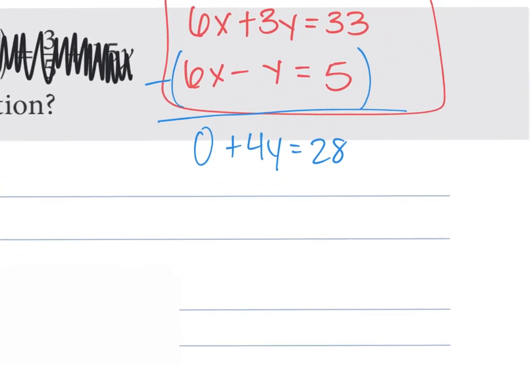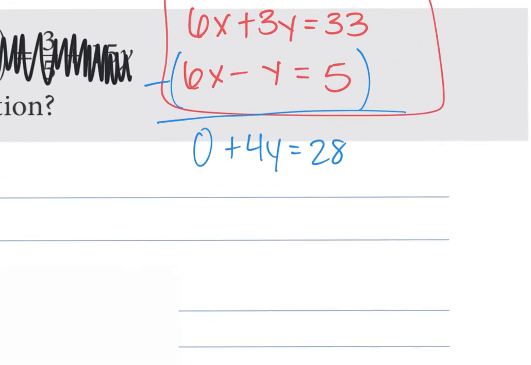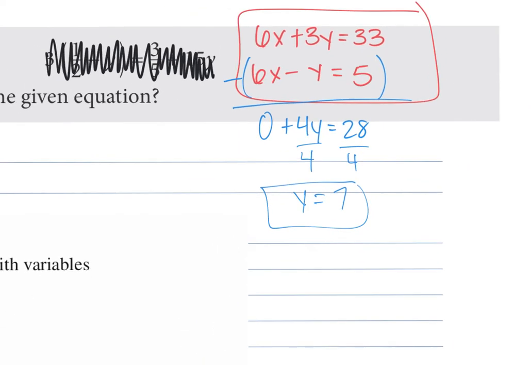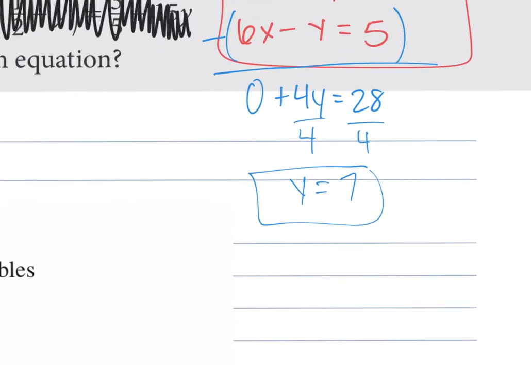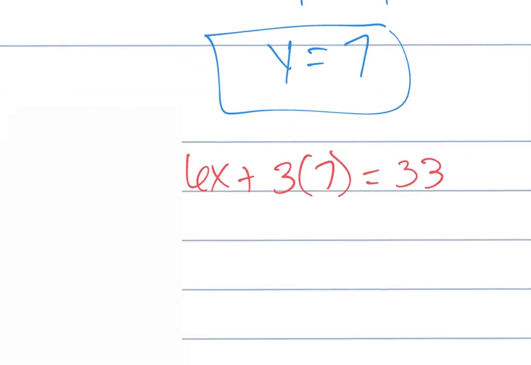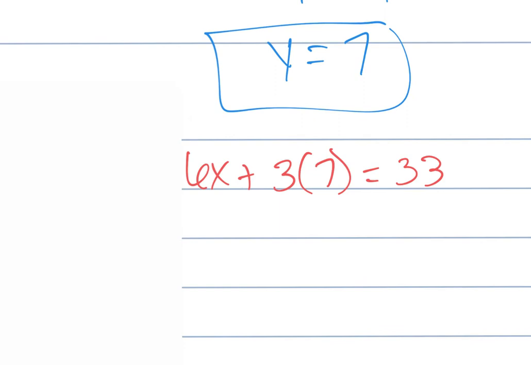Excellent. So we've got 4y equals 28. What do I do from here? German? Divide by 4 on each side. Y equals 7. Amazing. And from there, what do I do? Daniel? You use the first equation, and you get 6x plus 3 in parentheses 7 equals 33. Excellent. And then you distribute 21.